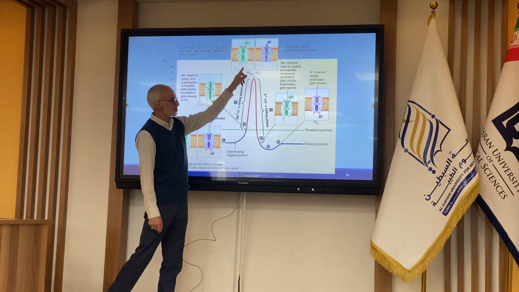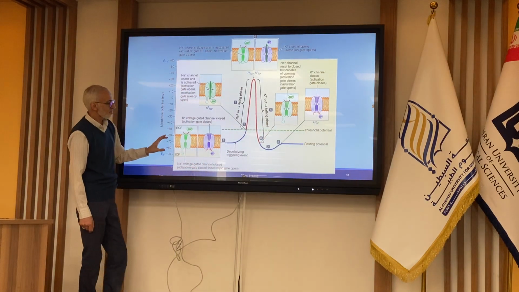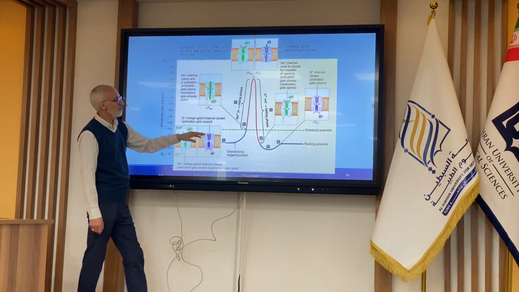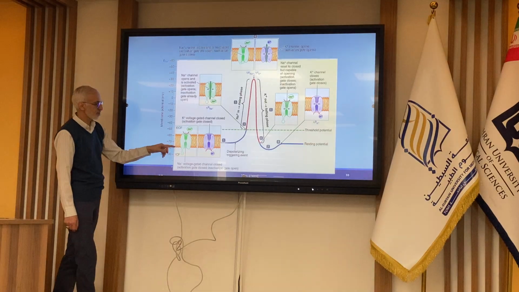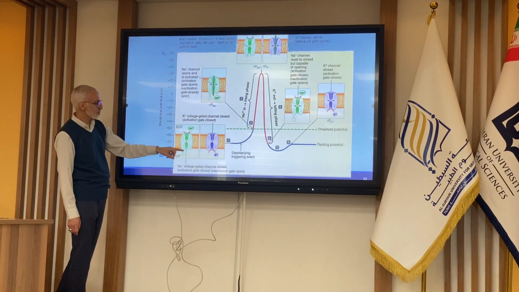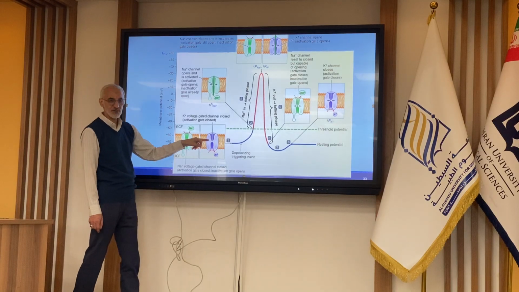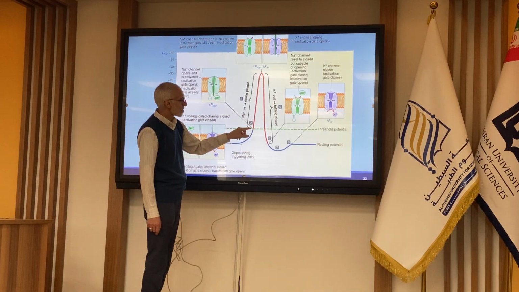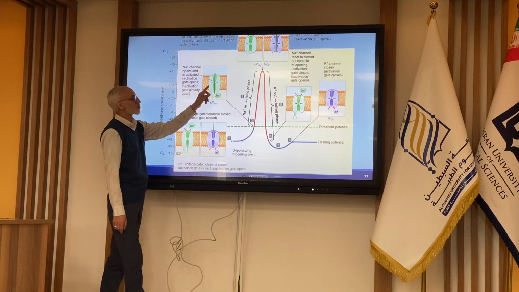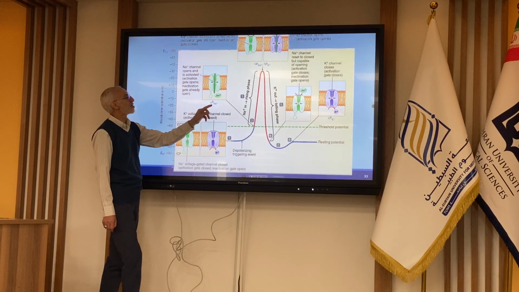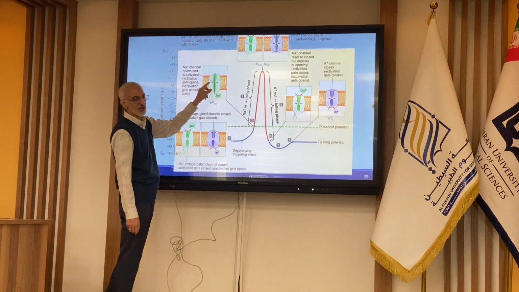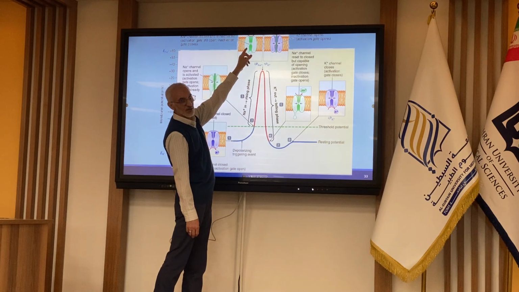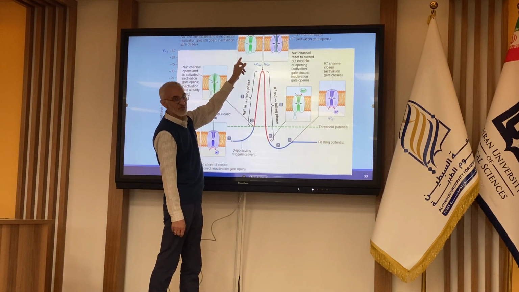Here you see the action potential and the position of two channels in each part. In the resting state, sodium channels are closed by the activation gate. The voltage gated potassium channel is also closed. At the threshold, the sodium channel becomes open by opening of the activation gate. At the peak of the action potential, sodium channels are closed by the inactivation gate.